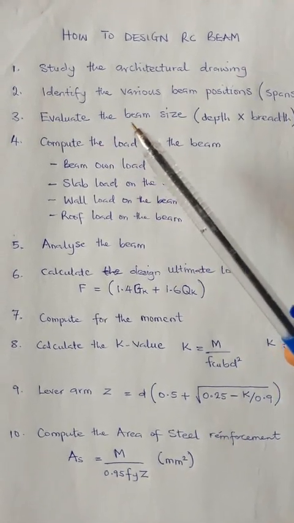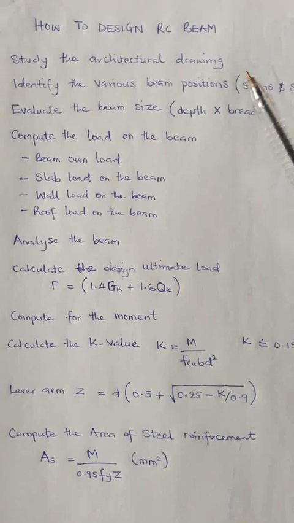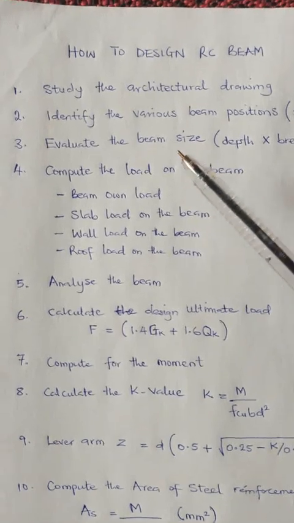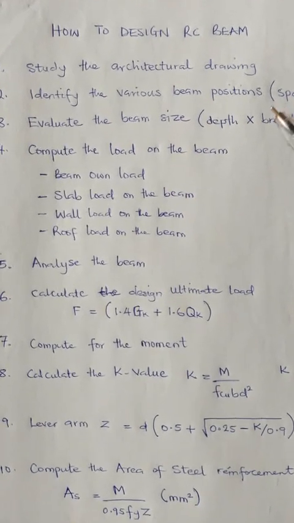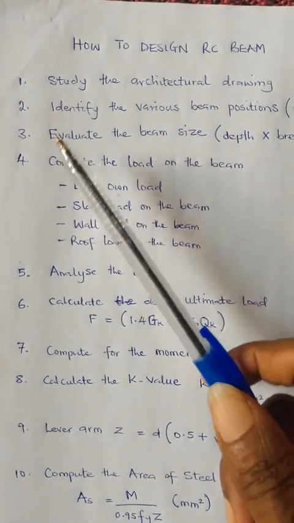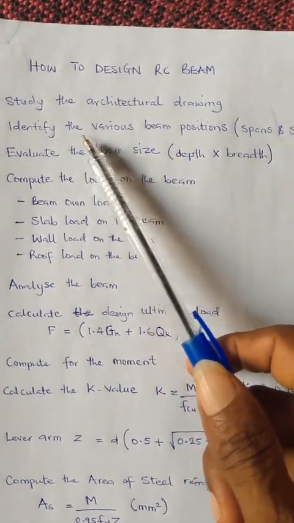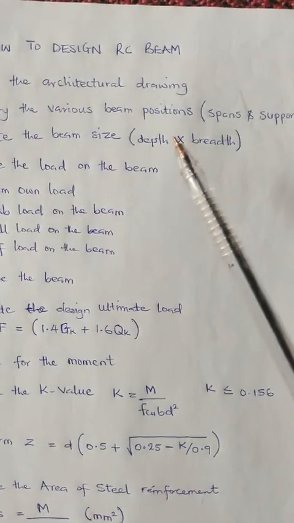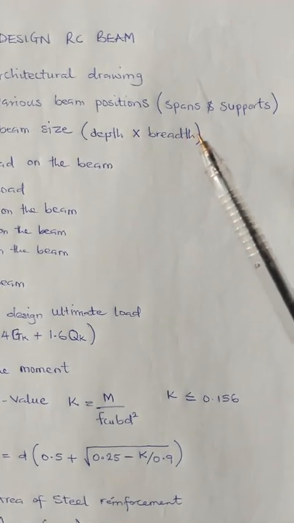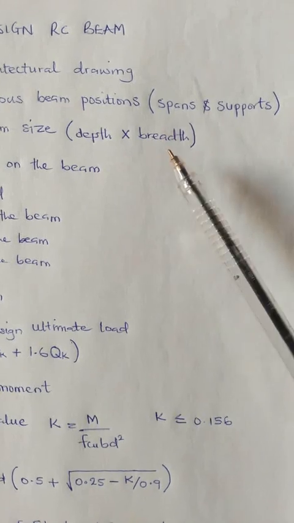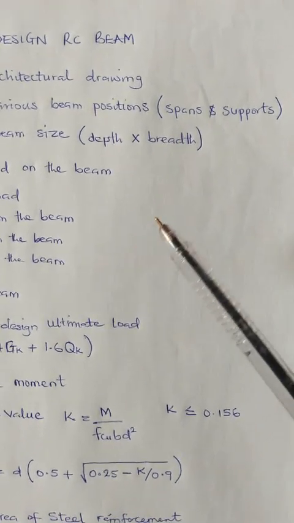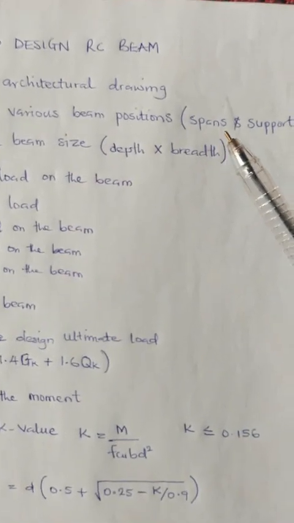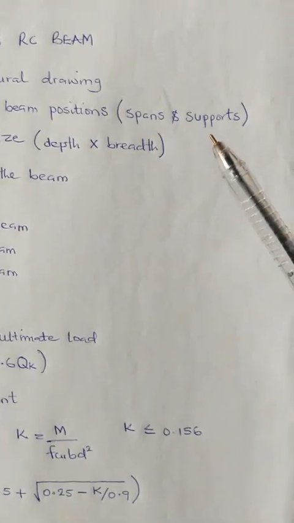First, you have to study the architectural drawing. The architectural drawing shows the various partitions within that building. So you must study the various partitions, and that will take you to the next step, which is to identify the various beam positions. This has to do with the span each beam makes. Some beams in the building are 4.5 meters, some 5 meters, some 3.6 meters, as the case may be. You have to identify their spans and also their supports.